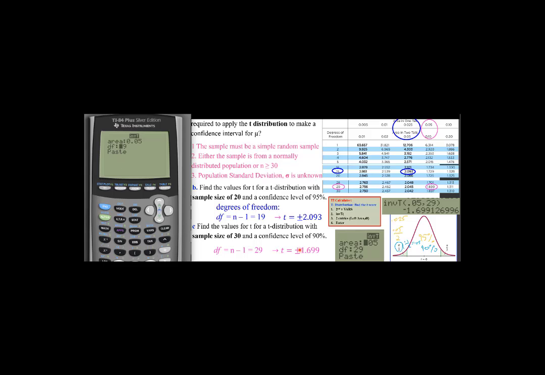And then I'm clicking on enter and enter again, and that is our result, negative 1.699, as we got using the table. Same answer.